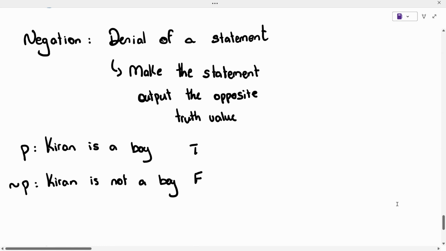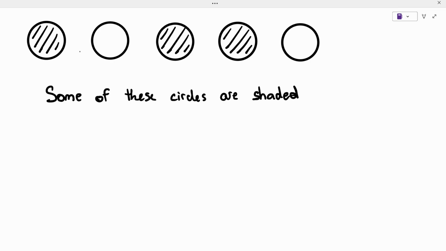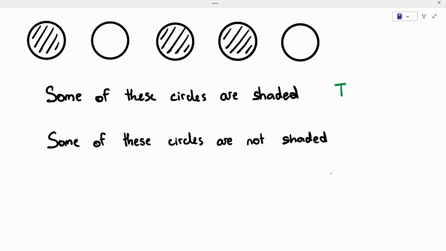So let's look at negation in terms of predicate logic now. Consider these circles and the statement, some of these circles are shaded. That is, of course, a true statement. So intuitively, if you wanted to negate this statement, you may say, some of these circles are not shaded. But this is not correct. And the reason this is not correct is because some of these circles are in fact not shaded, which means this is a true statement.